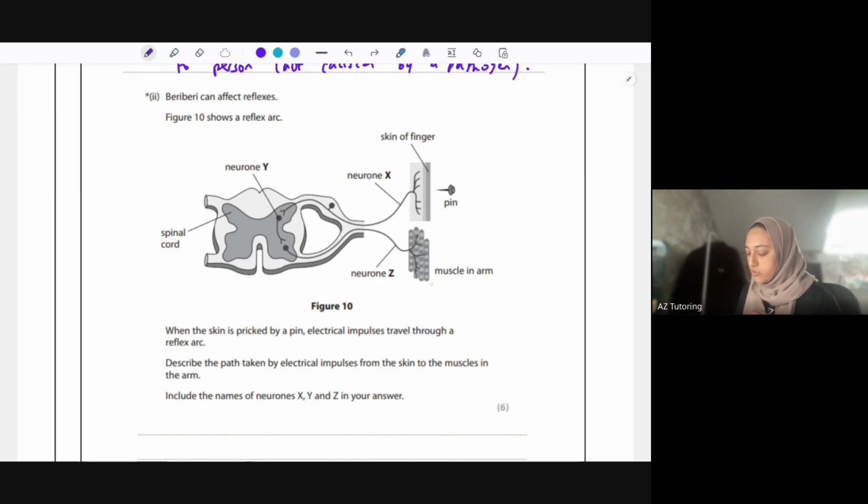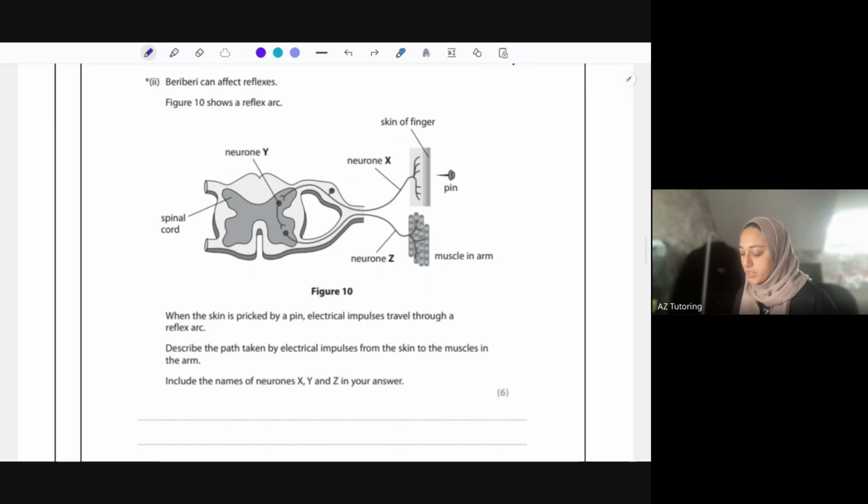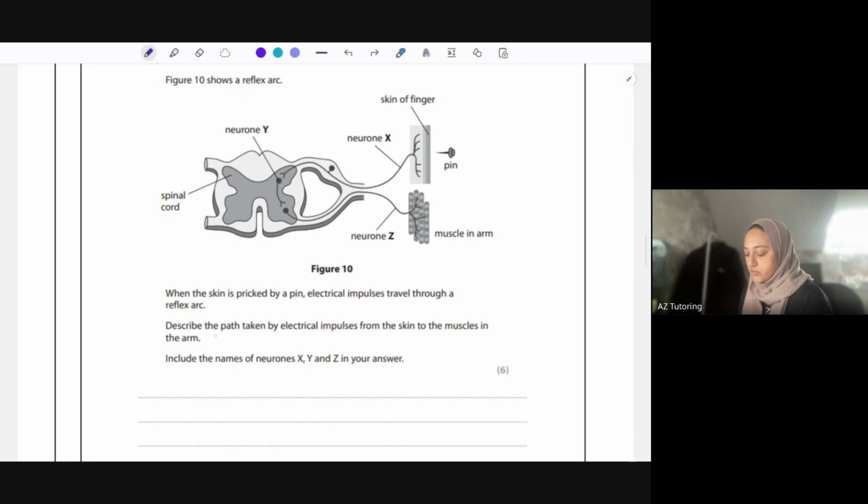It's going to pass through the neurons, and then the muscle in the arm, I'm guessing, would pull you away from the pin, right? But beriberi is going to affect these reflexes. So when the skin is pricked by a pin, electrical impulses travel through a reflex arc, which you should be aware of. Describe the path taken by electrical impulses from the skin to the muscles in the arm. Include the name of the neurons X, Y, and Z in your answer for 6 marks.